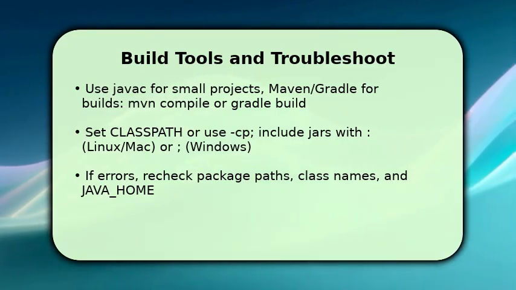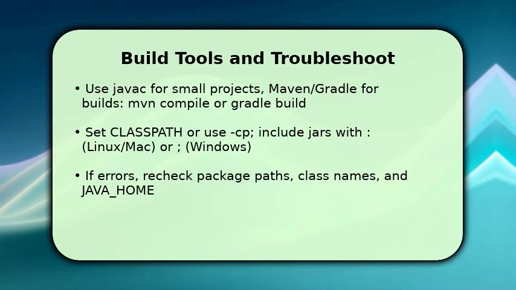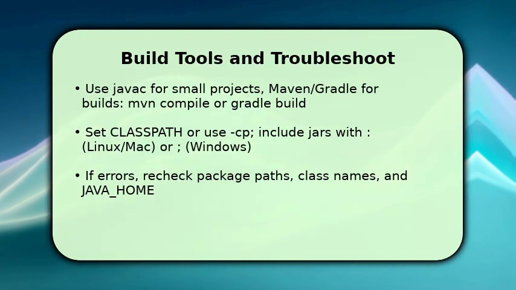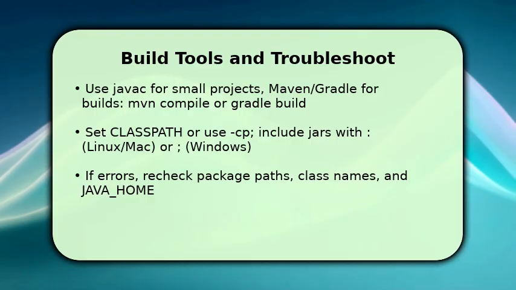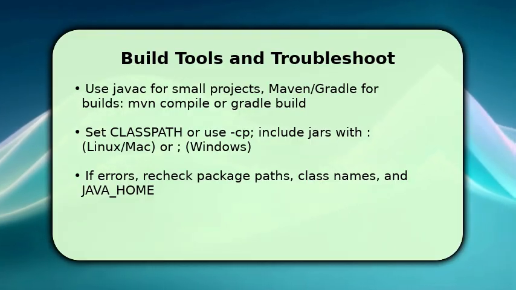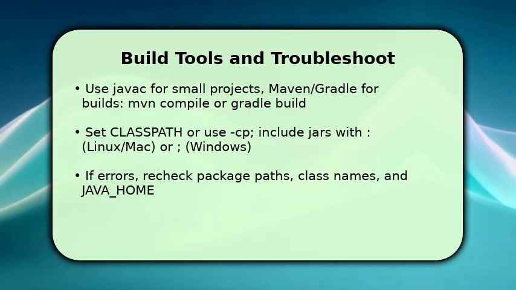You finish by deciding whether to use simple javac or adopt Maven or Gradle for dependency and build automation. Run mvn compile or gradle build when the project grows. Once done, use -cp or classpath to include external jars, remembering the path separator differs by OS.